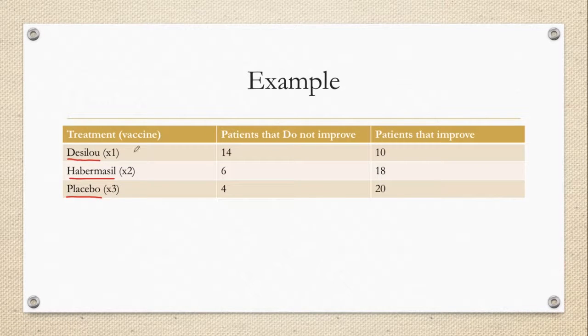My X1 in this case is a treatment that I just made up called Desilu. X2 is Habermasil. And X3, like a good scientist, I'm going to have a placebo, of course. And in this case, we have patients that don't improve and patients that improve. Okay, we've got a whole bunch of folks that have been testing this stuff out.